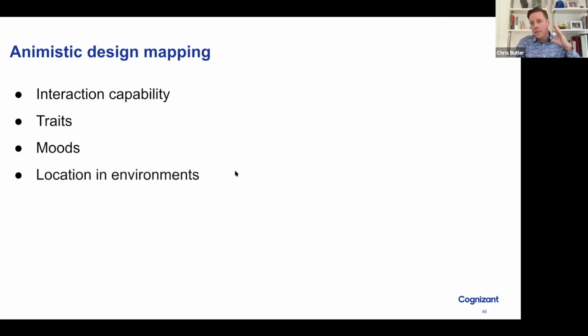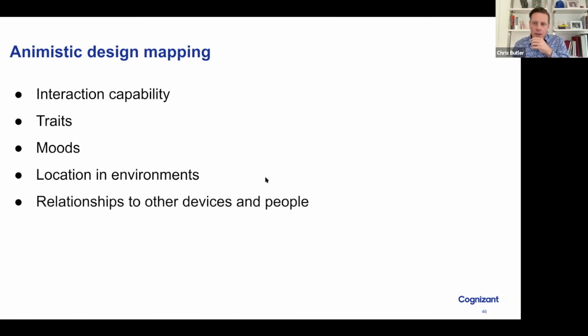There's also going to be a discussion about location in the environment itself. How does your positioning in the environment, say a house or an office, change things? And finally, how does your relationship change, not only with people, like the person that bought the device, brought it into the home and set it up, but also other people and other devices in the home?